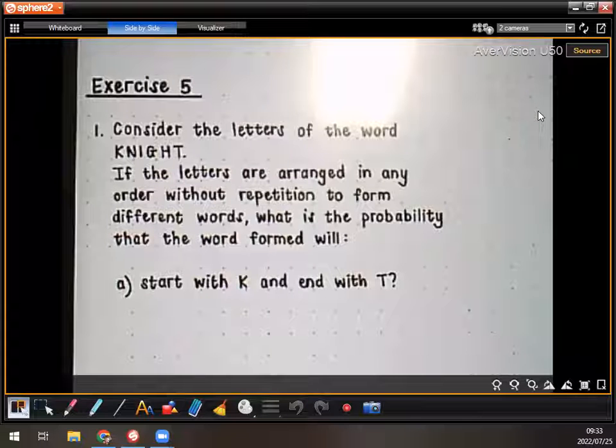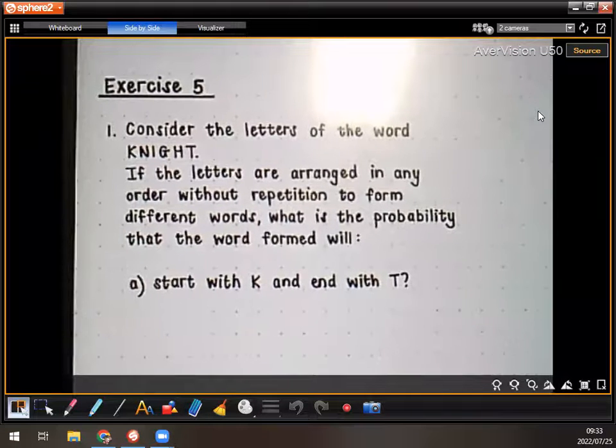We've just done how many words, how many arrangements, how many quotes, right? We haven't actually done probability. So for exercise 5, number 1 is saying, consider the letters of the word night. So there are 6 letters there. Are there any repeats? No. Okay, so it's not 2 letters.